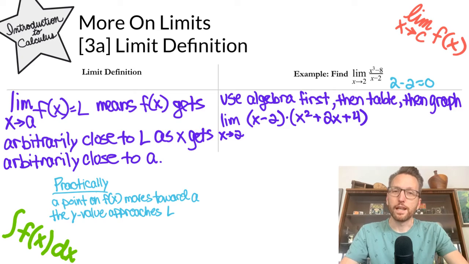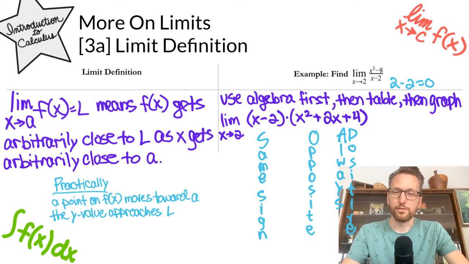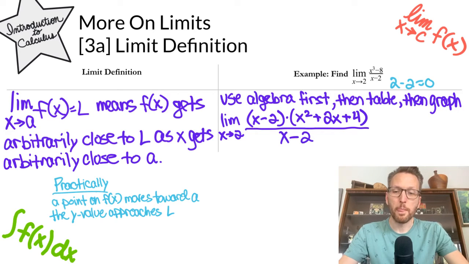And the way that you could do that is a mnemonic called SOAP. So it's same sign, opposite sign, always positive, S-O-A-P. So you can notice the same sign in x minus 2 as in x cubed minus 8. And then opposite: x squared plus 2x, that's the opposite of the minus in the original numerator, and then always positive, plus 4. And then you could test the numbers and the terms. So that's all divided by x minus 2.